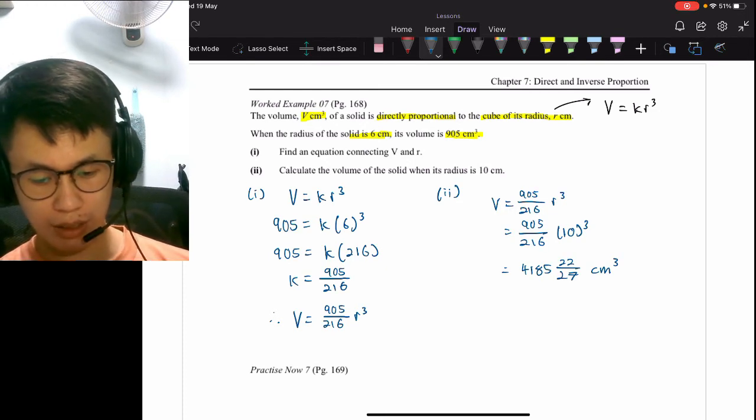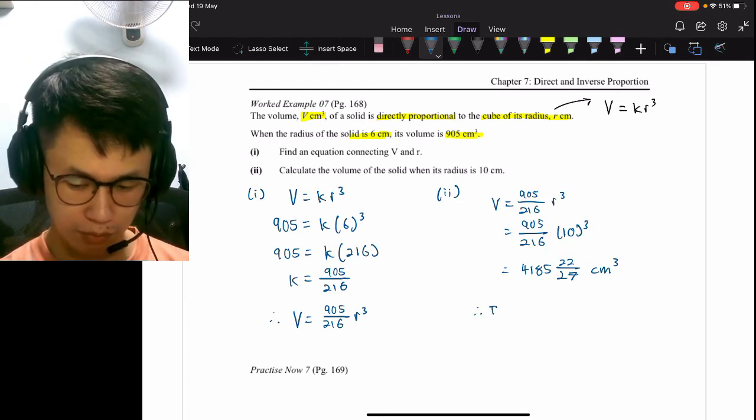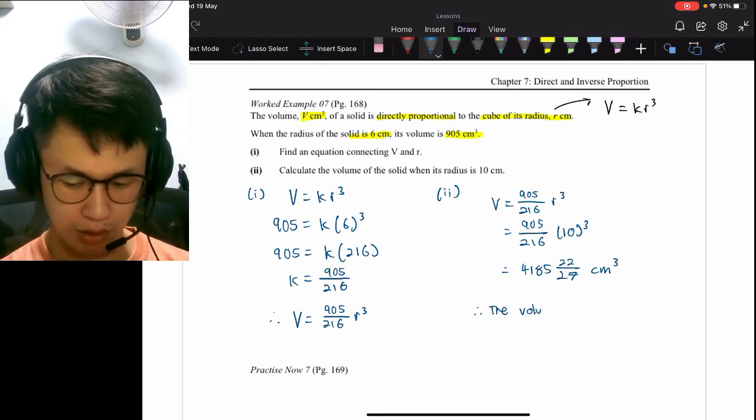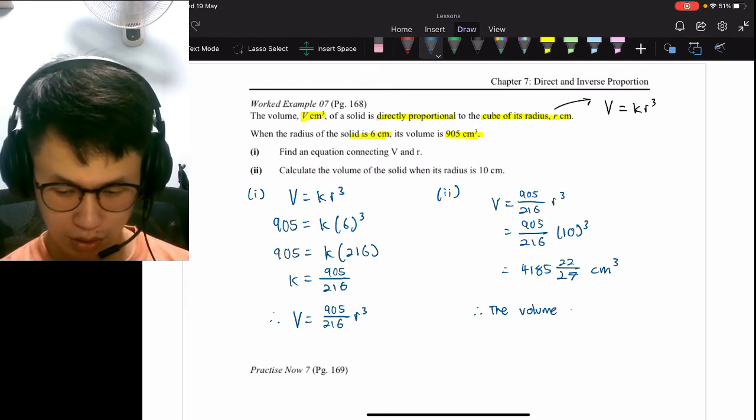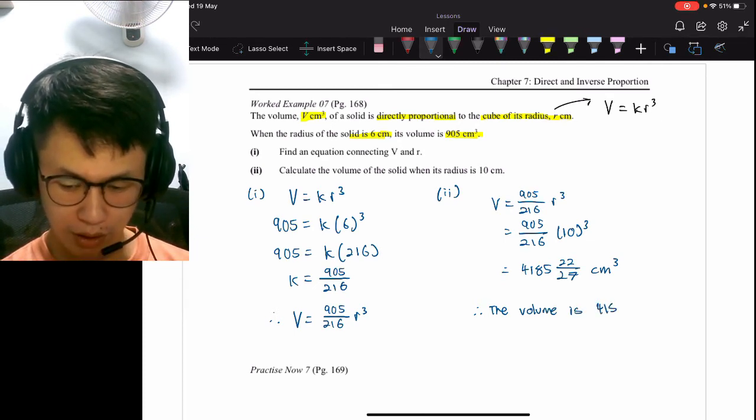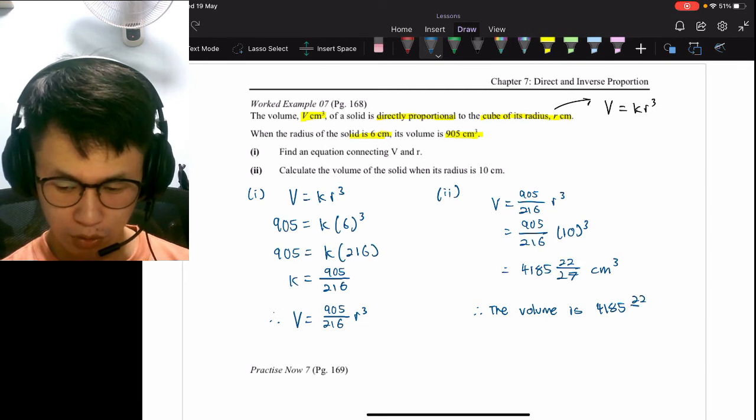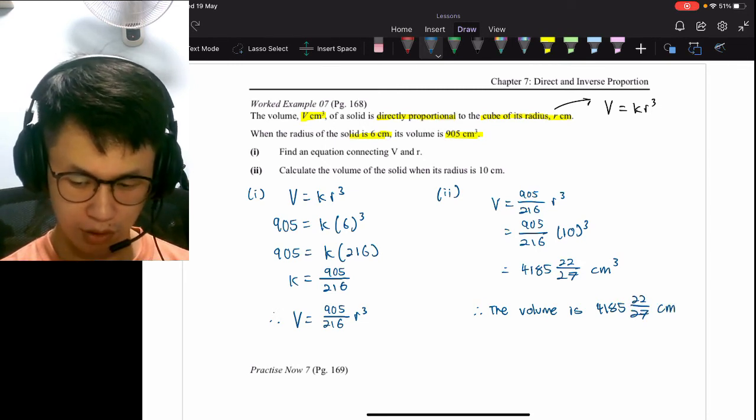So therefore the volume, your final statement is important, is 4185 22 over 27 cm cube.